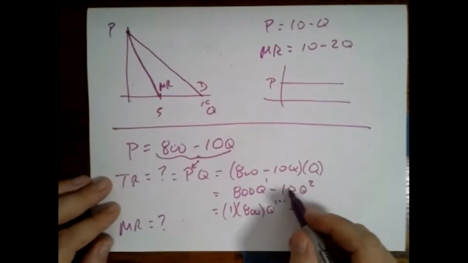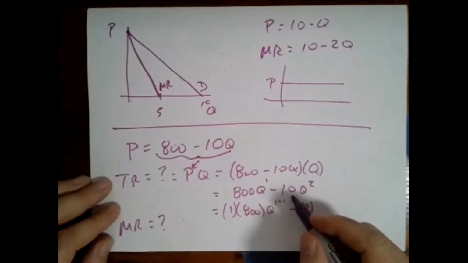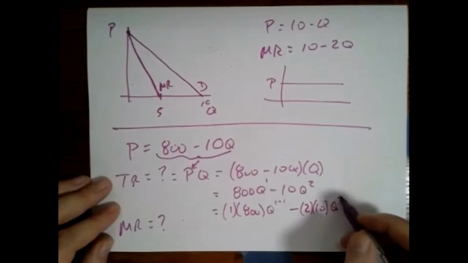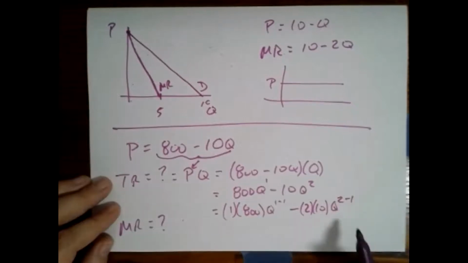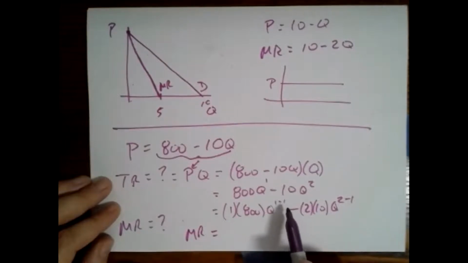So here we have 10Q to the 2. We're going to bring down the exponent. Then we're going to bring down the coefficient. Then we bring down the variable. And we subtract 1 from the exponent. So MR is going to equal 1 times 800 times Q to the 1 minus 1, which is Q to the 0. So anything to the 0 is 1. So we have 1 times 800 times 1, or just 800.